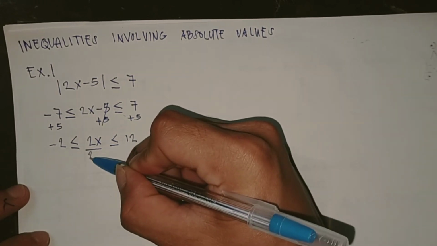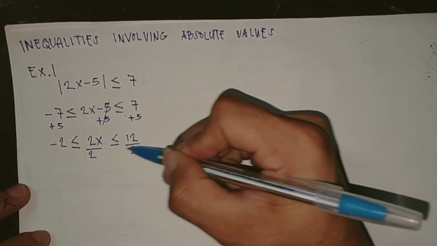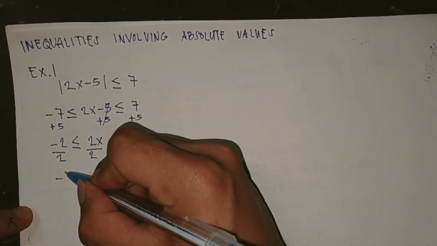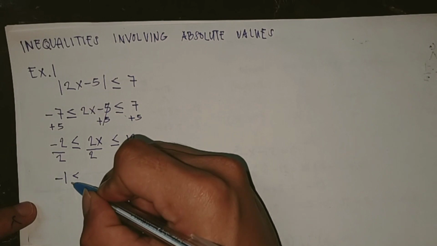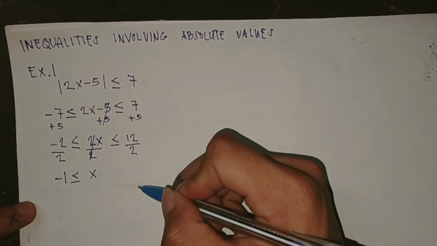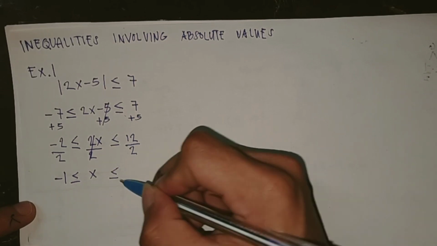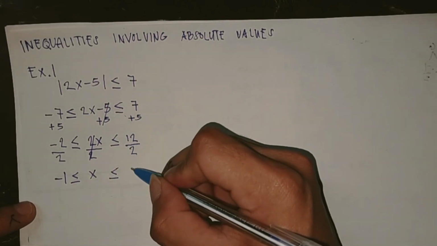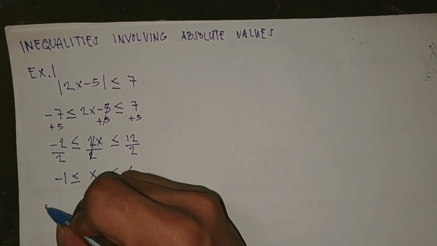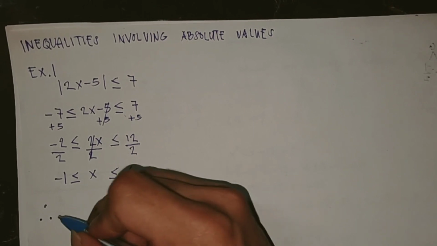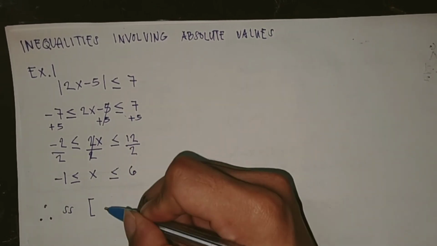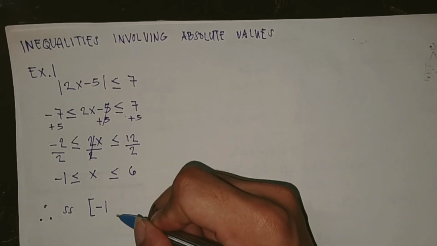And now we need to divide by 2 on both sides to cancel out 2. We have the answer negative 1 less than or equal to x less than or equal to positive 6. Therefore, the solution set is negative 1 to positive 6, closed interval.